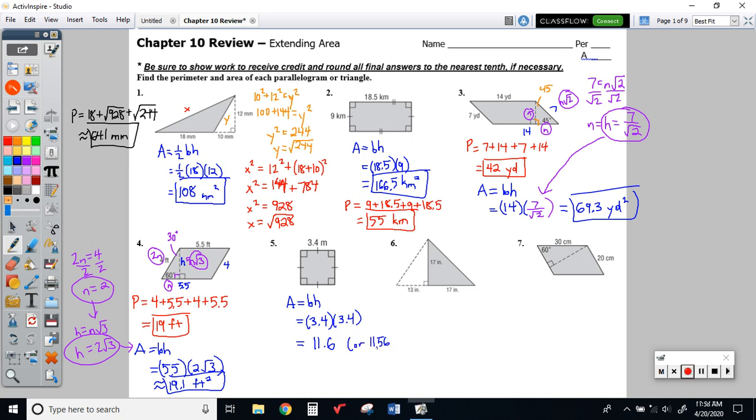So 11.56 is saying to round to the nearest tenth if necessary. So I feel like this is an exact answer. It wouldn't really be necessary. So you could say that or this on that one if you're one of my students. And that would be meters squared, not meters.